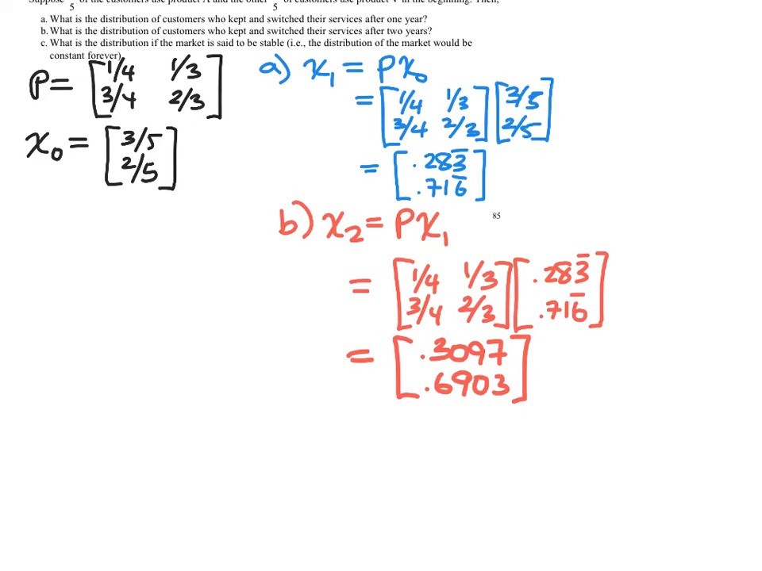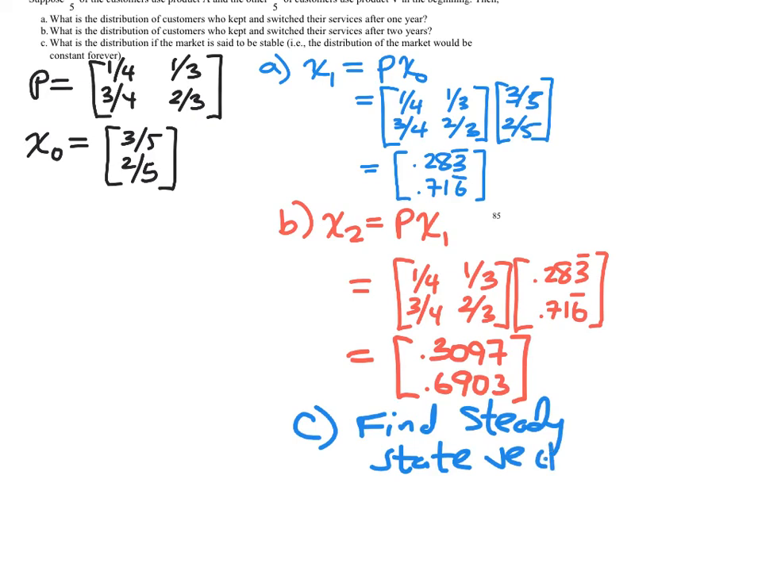Eventually it's going to settle onto a distribution, right? These numbers are fluctuating, but eventually they'll stop fluctuating. They'll settle onto a particular value, and once they do, that'll be your steady state vector. All right, so for part C, we're going to find the steady state vector.